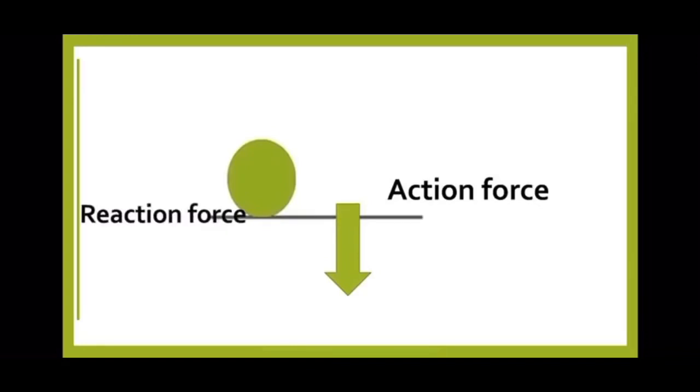Consider a ball which is placed on a table, and we know that some forces are involved here. What are those forces? The first force is called the action force, which is the force exerted by the ball on the table and is in the downward direction. In turn, the table also exerts a force on the ball, which is called the reaction force and is in the upward direction.